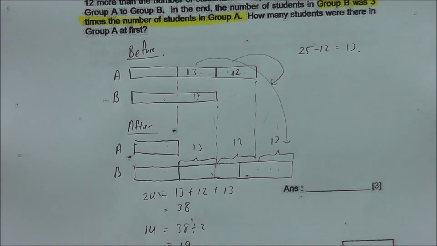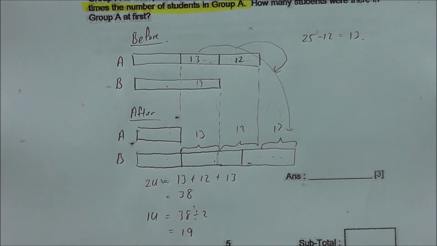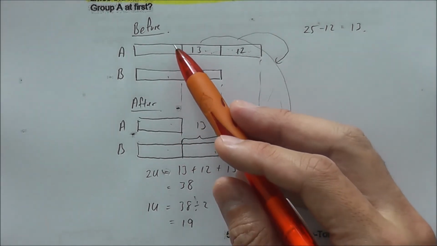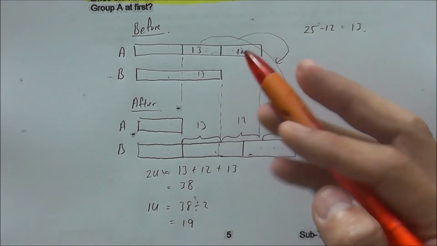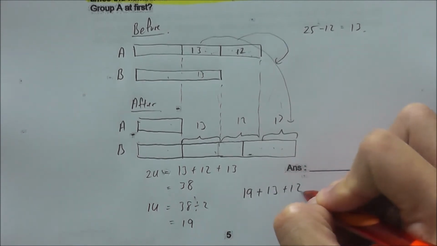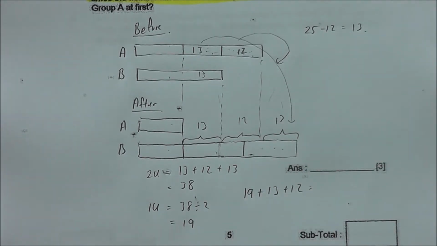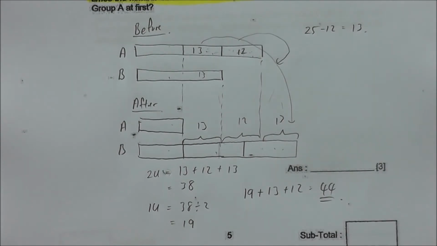So how many students were there in group A at first? Guys, isn't it just 1 unit plus 13 plus 12? So we just add in: 19 plus 13 plus 12. What's the answer that we will get? 44. So that's the answer.